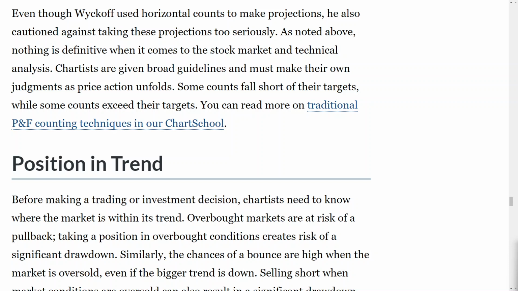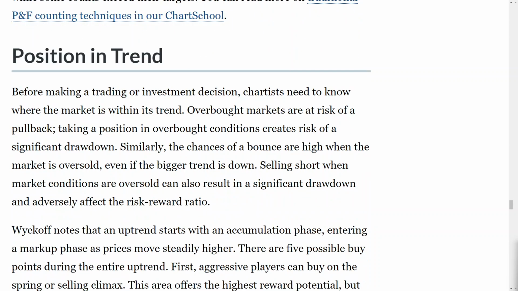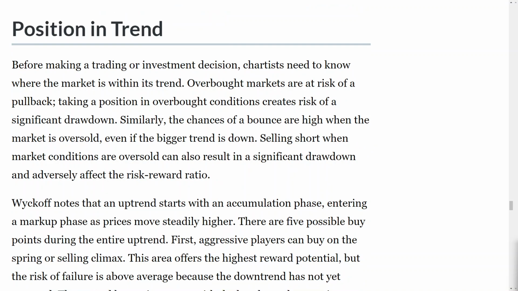Before making a trading or investment decision, chartists need to know where the market is within its trend. Overbought markets are at risk of a pullback. Taking a position in overbought conditions creates risk of a significant drawdown. Similarly, the chances of a bounce are high when the market is oversold, even if the bigger trend is down. Selling short when market conditions are oversold can also result in a significant drawdown and adversely affect the risk-reward ratio.